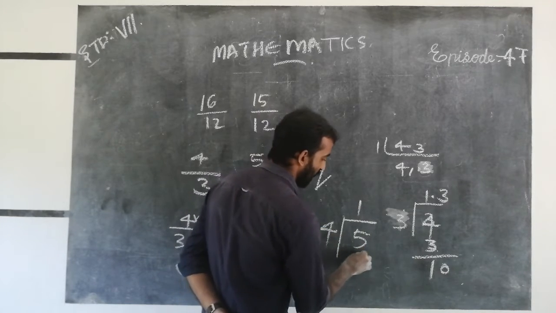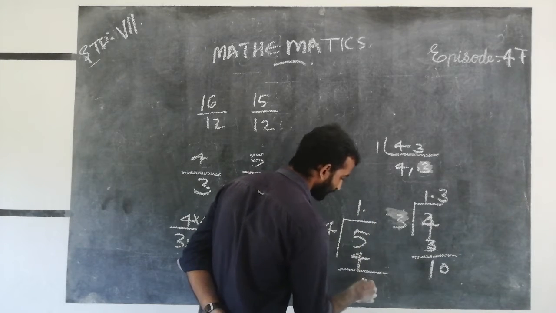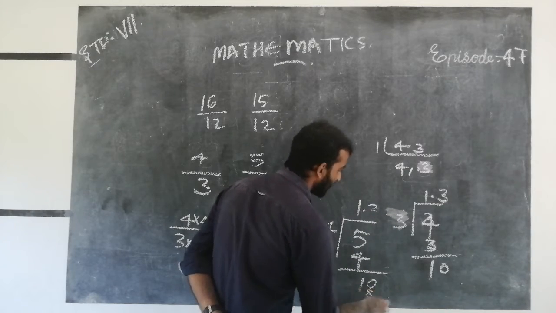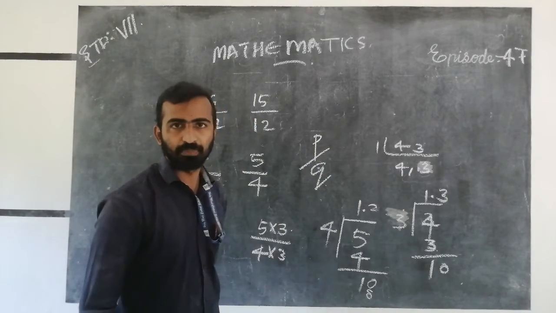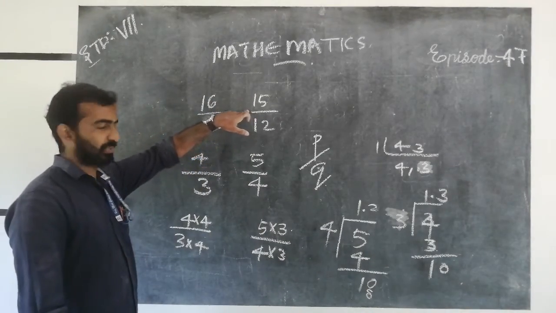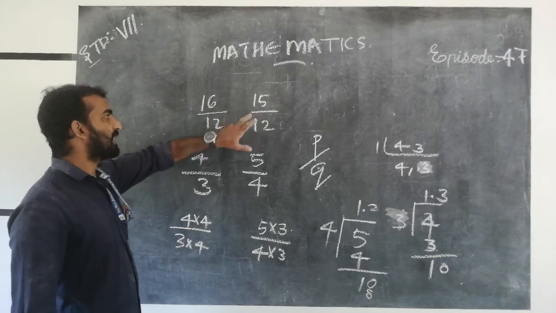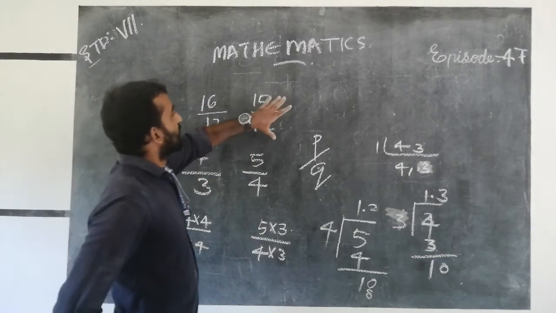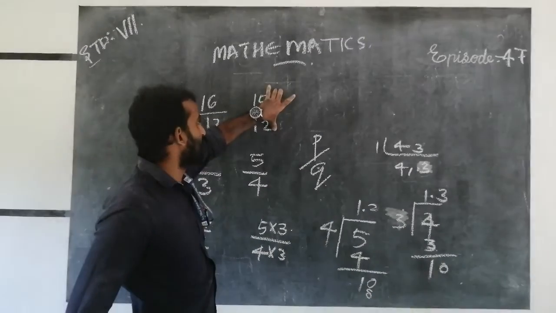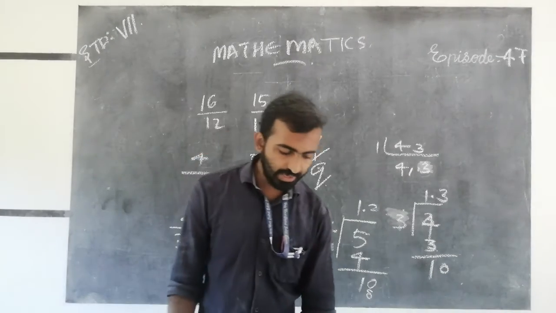Here 5 by 4 is 1.25, that is 1.2 something. So this one is the biggest. When we compare 16 by 12 and 15 by 12, this is the bigger number. This rational number is the biggest. Okay, is it clear? Any doubt?